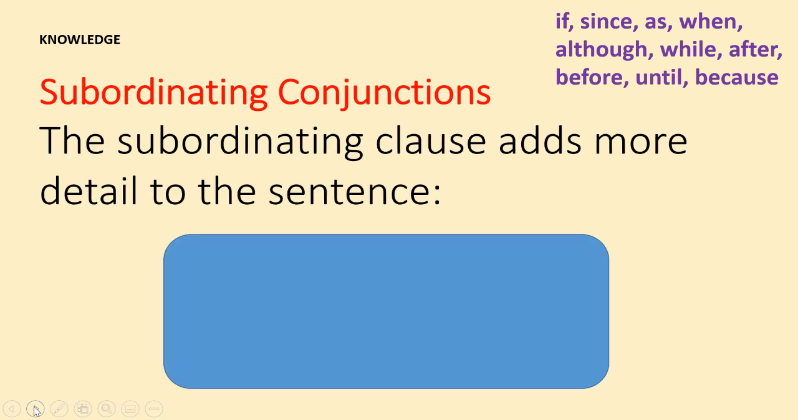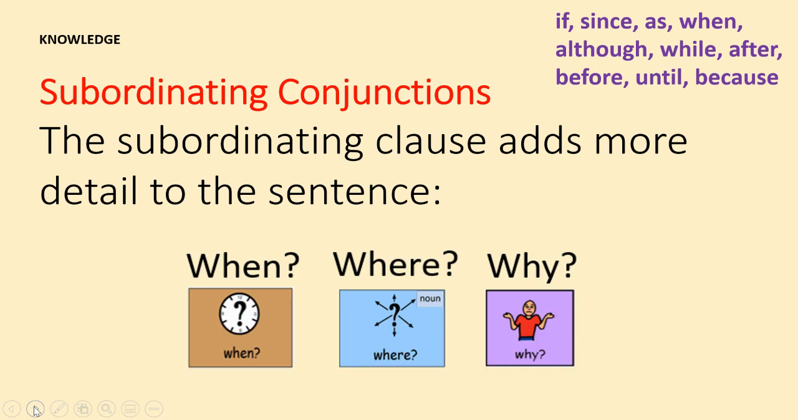Okay, so subordinating conjunctions. Why do we use subordinating conjunctions? Why do we use subordinating clauses? Well, subordinating clauses add more detail to the sentence. And can you remember the colourful semantics symbols that we used, which show how the subordinating clause gives us more detail? What detail does it give us? Can you remember what those three symbols were? Okay, some of you are shouting it out. Some of you know what those three symbols were. Let's have a look. There we go.